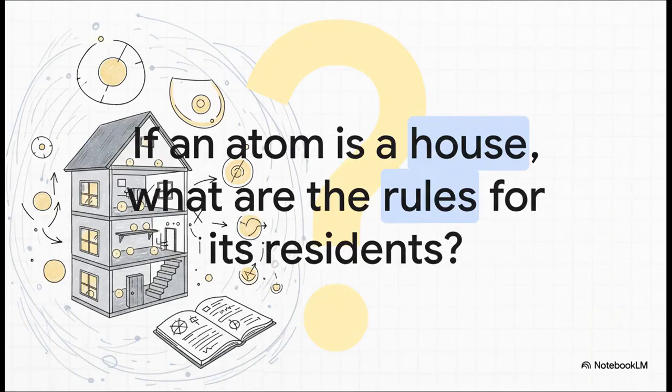So let's think about it like this. Imagine an atom is a multi-story house, and the electrons are all its residents. Now, they can't just pile into any room they want. That would be chaos. There's a very specific, orderly set of rules they have to follow. These rules make sure the whole house is stable and doesn't just collapse. So what are these rules?